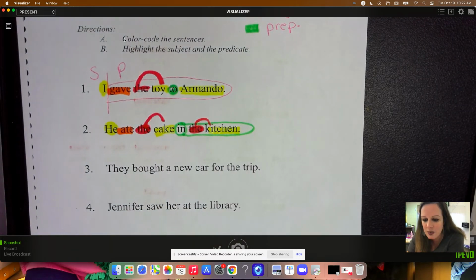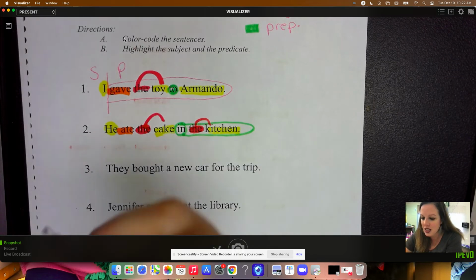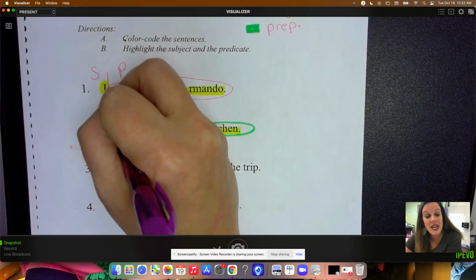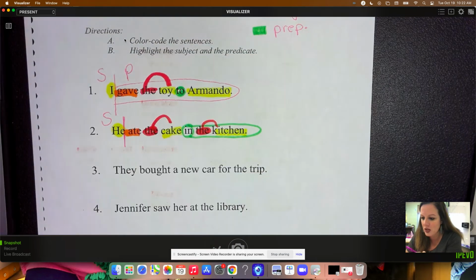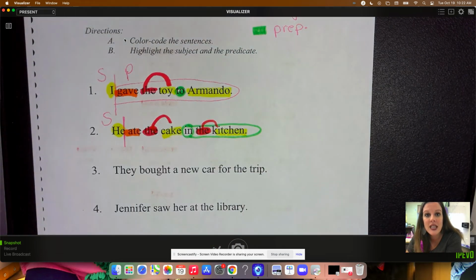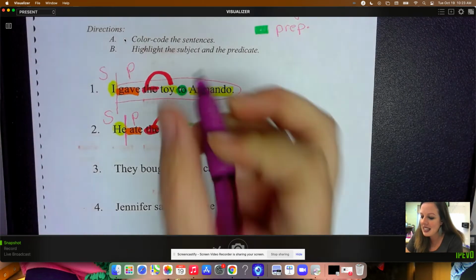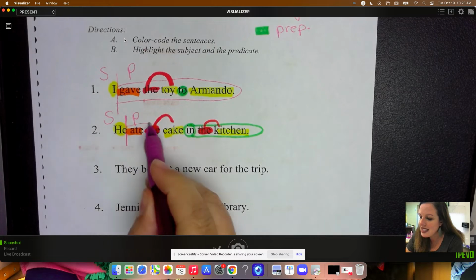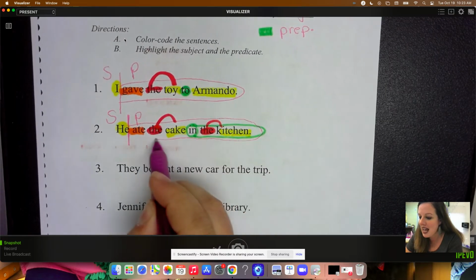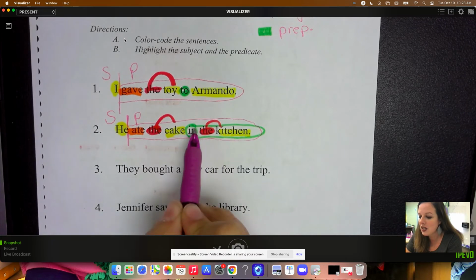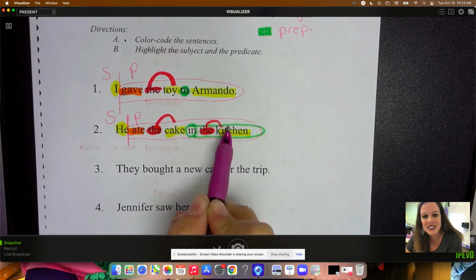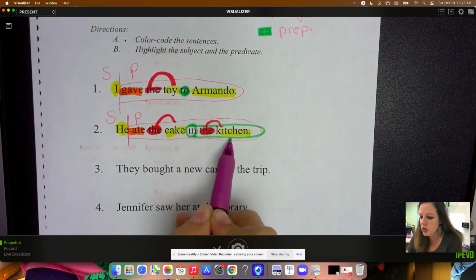The subject, it tells who or what. Who ate the cake in the kitchen? Well, we don't know his name because a pronoun has replaced his name. But we know it's he, and he's the subject of our sentence. The predicate. It tells about the subject. What did he do? He ate the cake in the kitchen. Whoa, look at this sentence. It looks like a rainbow with me having to add my prepositional phrases. Remember that a preposition has to include an object. Okay, kitchen is the object of the preposition.